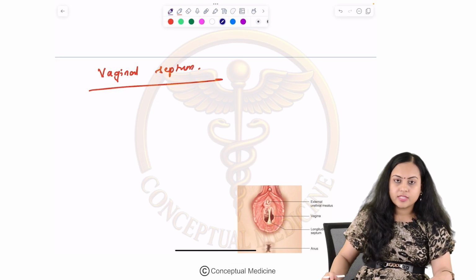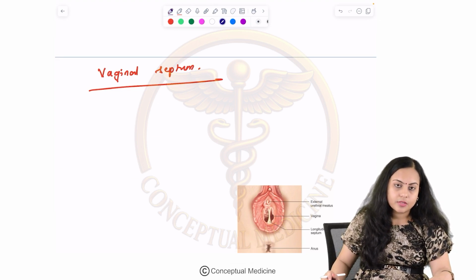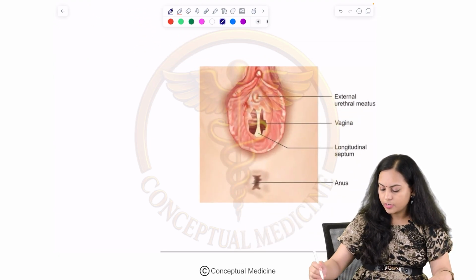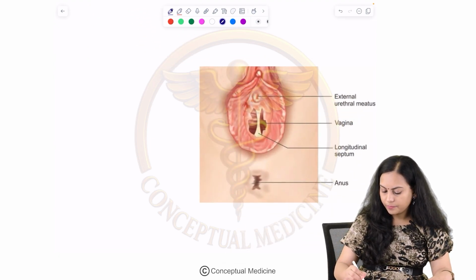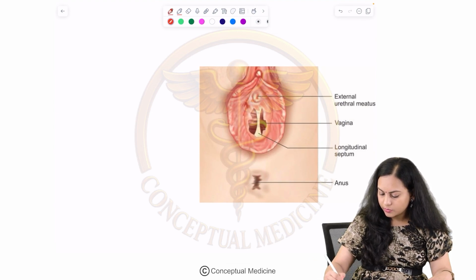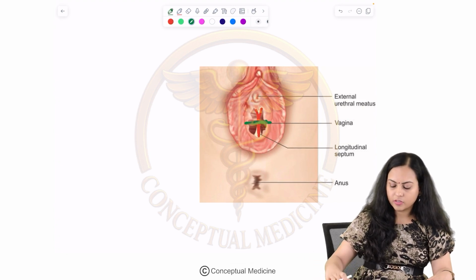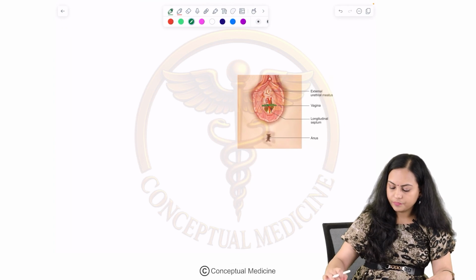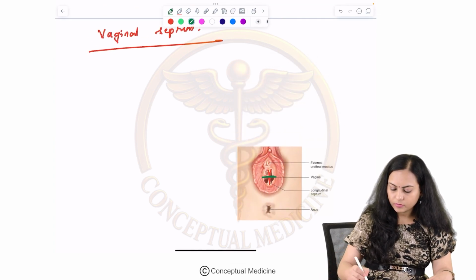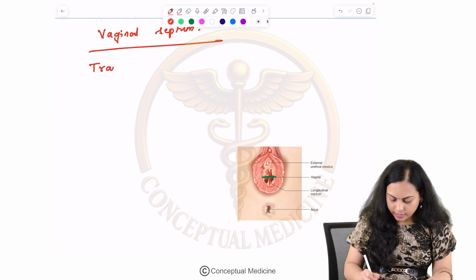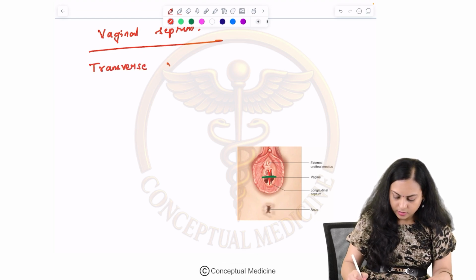There are two types of vaginal septum, namely transverse vaginal septum and a longitudinal vaginal septum. Okay, so this is a picture of longitudinal vaginal septum. Okay, you are able to see this one. So this is a longitudinal vaginal septum. Suppose transverse vaginal septum means it will be just like this. Okay, now we'll see the transverse vaginal septum first.